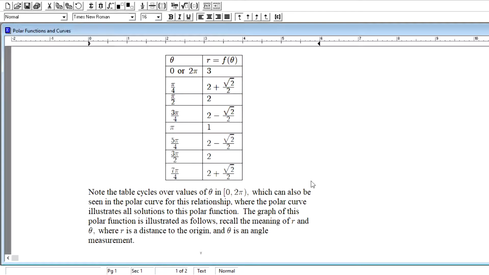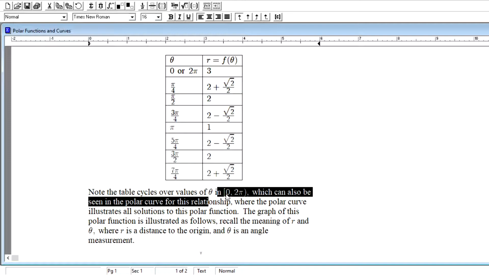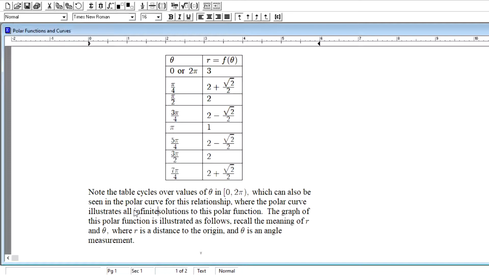Note, again, this table does cycle over values of theta in this interval from 0 up to 2 pi. The cycle repeats itself for these values of r, which also can be seen in the polar curve for this relationship, where the polar curve is going to illustrate every single solution to the polar function, all infinite solutions to this polar function.